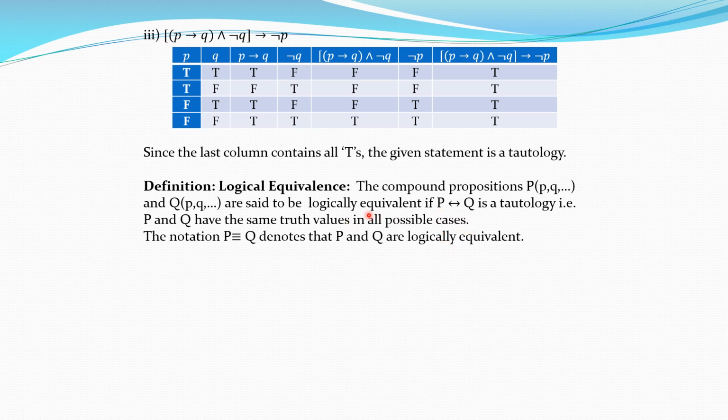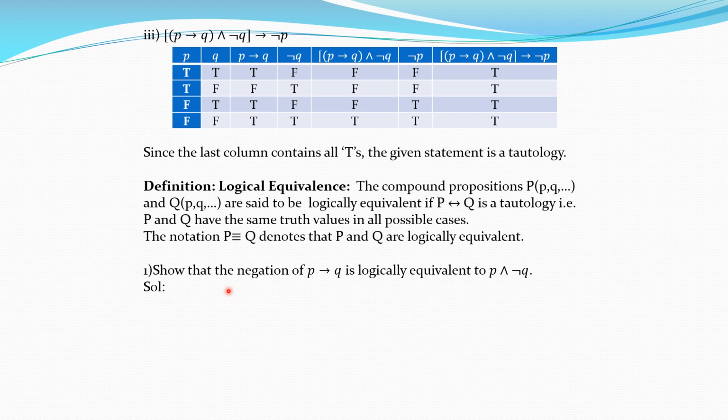But bi-implication is true only when P and Q both have the same truth value. That means the P and Q columns have the same truth values, and only then do we get the bi-implication as a tautology. It means the statements P and Q are logically equivalent. Now, what is the notation for logically equivalent statements? P, these three lines, and Q indicates that P and Q are logically equivalent.